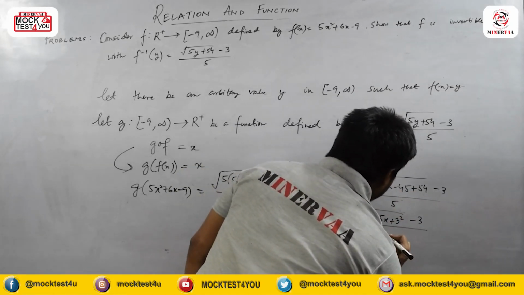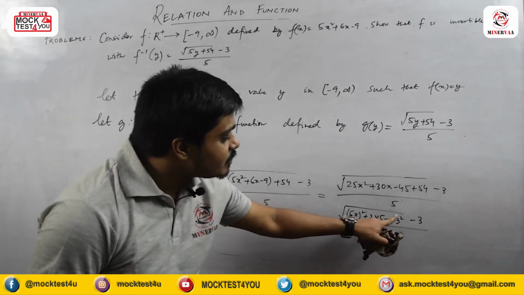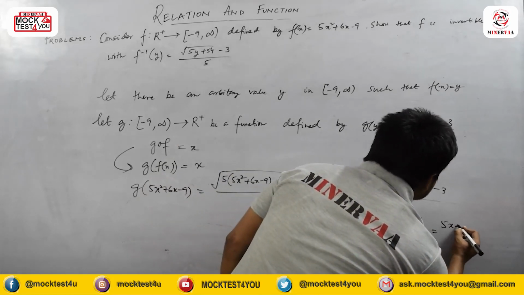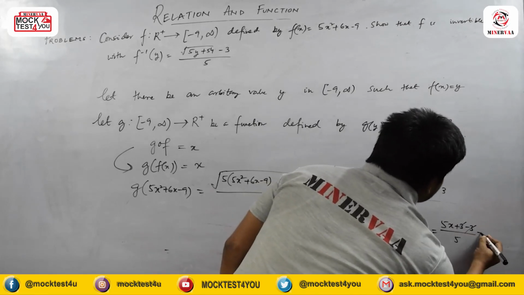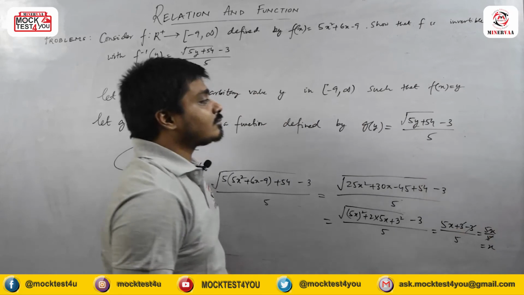So this is what we have. Now this thing is what? (5x plus 3) whole square. So (5x plus 3) whole square and the square root will go away. So what do we get? 5x plus 3 minus 3 divided by 5. So this goes away. So 5x by 5, we get x.